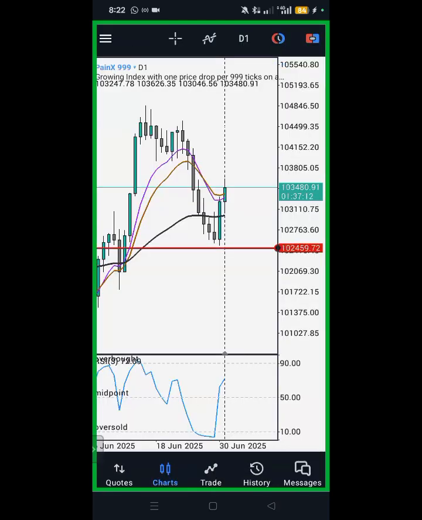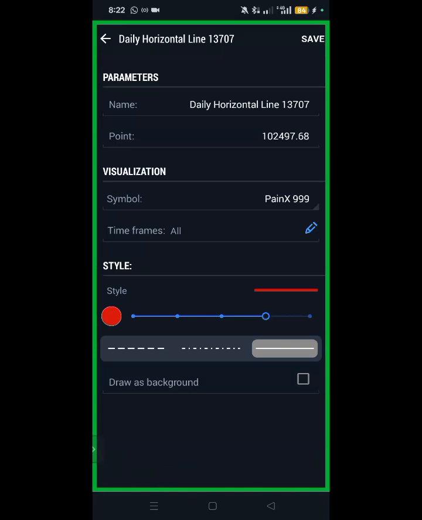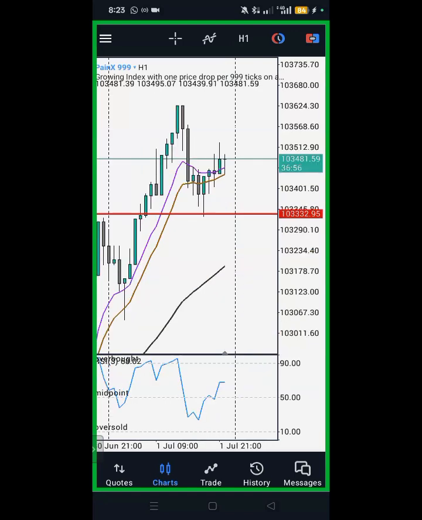You take the top, you copy it, you take the bottom, you give it a color that shows the difference between support and resistance. We get our support and resistance. Then you come back to 1 hour. Let's see whether it works out with this.